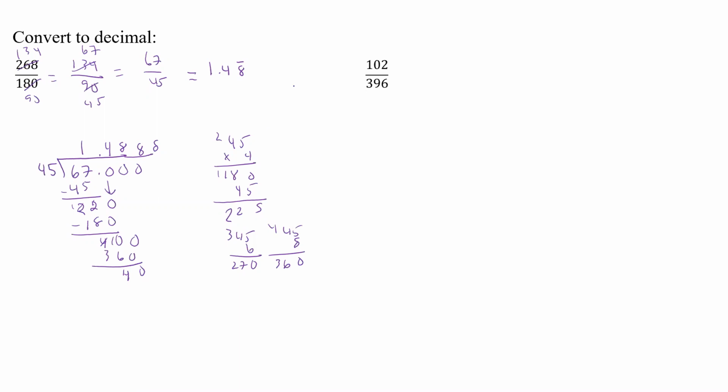All right, let's try our next one. So 102 and 396 both look like they can be divisible by 2. Well, so 2 will go in here 51 times. 2 will go in here 1. That's 119, so that's going to be 9. That's 18, 1, 6, that's 8. So that looks like it's 51 over 198.